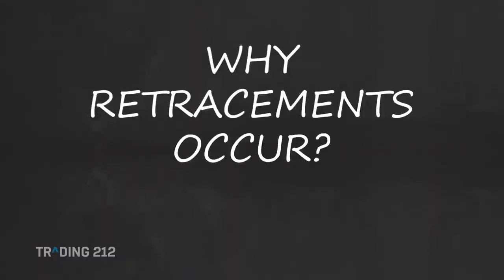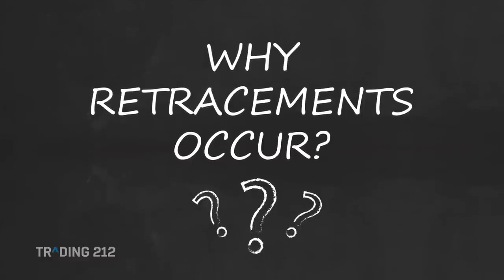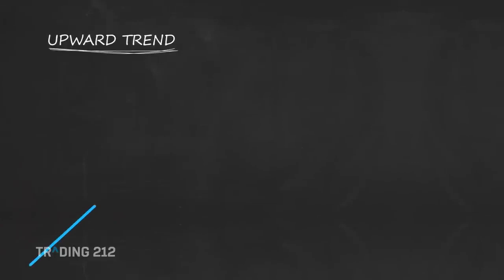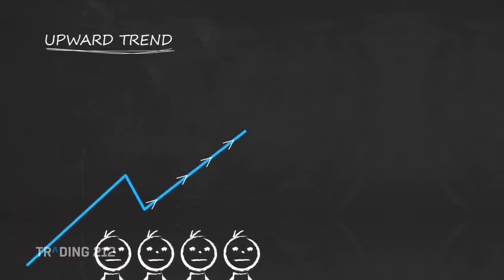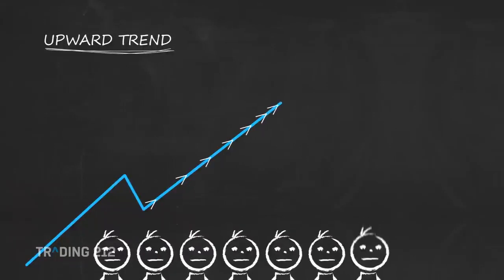Why do retracements occur? I will illustrate with an example, assuming we are talking about a large upward trend. A significant number of traders start to buy as they believe the market price will increase. This pushes the market higher, and as more traders notice the movement, they start buying as well.